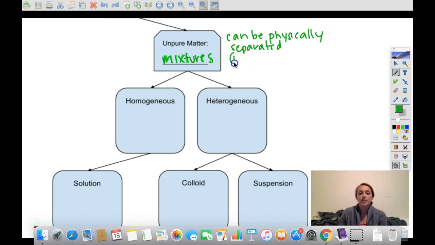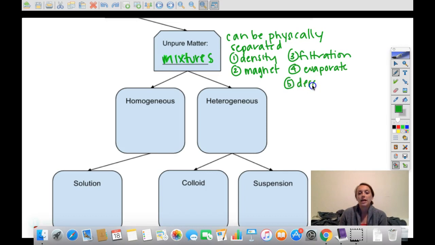And there are 5 different types. 1, we can use the density of objects, so it'll make layers. 2, we can use a magnet. 3, we can use filtration. The fourth is that we can evaporate a liquid off to get something else, or we can use decantation, which is just a very scientific and fancy word for pouring.